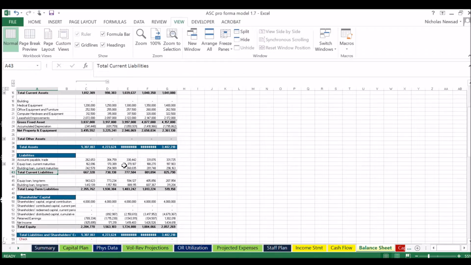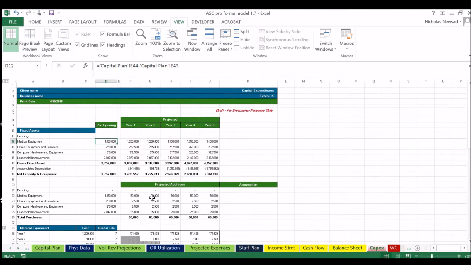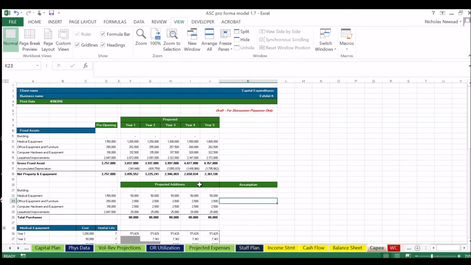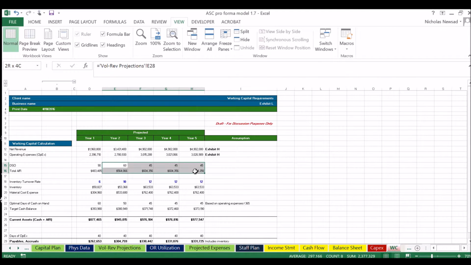You can see here the balance sheet does balance. And then we have some more nuanced schedules. We have a capital expenditure tab. So this is where you would have to plan for future medical equipment and facility replacements, because your equipment and facilities will wear out and you'll have to replace them. And then under our working capital tab, you can plan for inventory, accounts receivable, and cash.